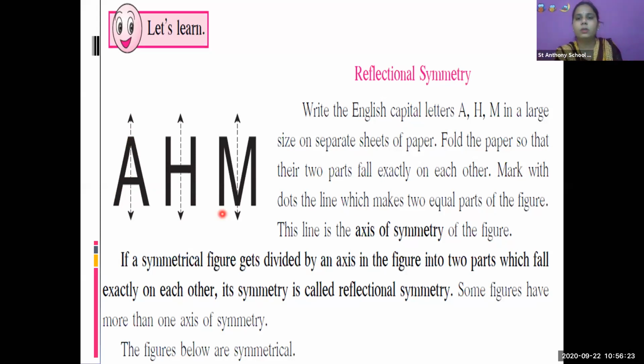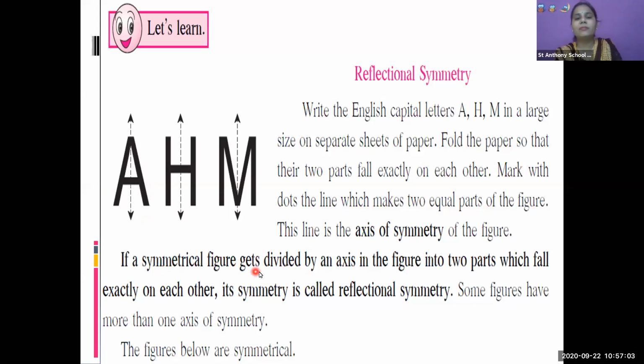So what do you observe? Mark the dots with the line which makes two parts of the figure. This line is the axis of symmetry, means when you fold the paper and open it, and you draw the dotted line on that margin, from where the paper got folded, that line is known as the axis of symmetry of the figure.